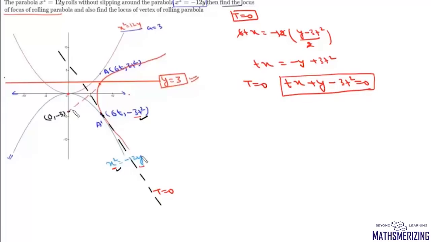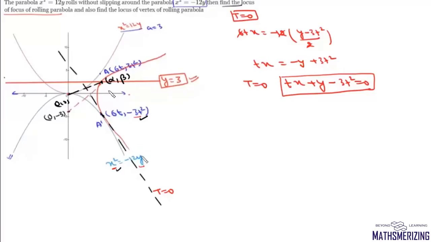Now we need to take the reflection of the vertex of this fixed parabola, that is (0, 0), about this line, and it will give us the locus of the vertex of the rolling parabola. Now say this vertex is (alpha, beta). So now we'll use the formula for reflection.